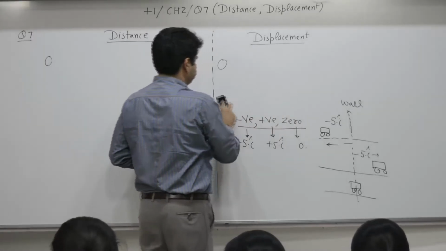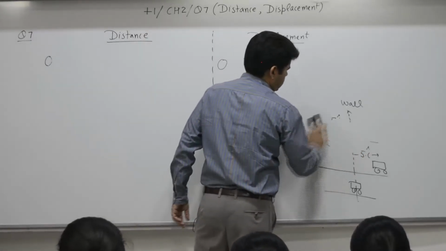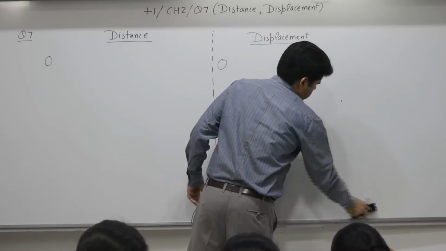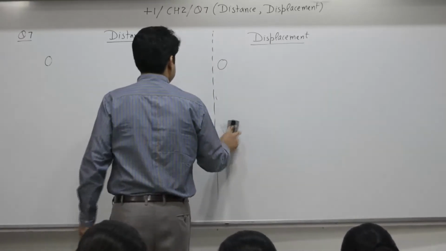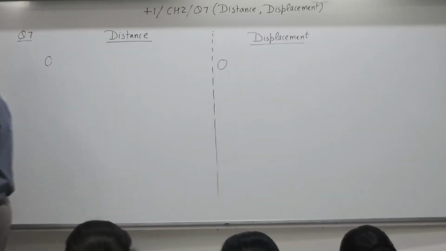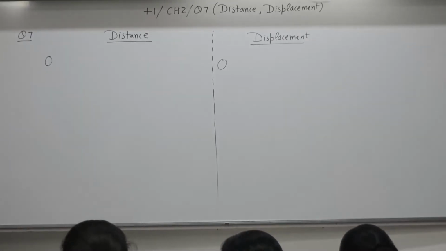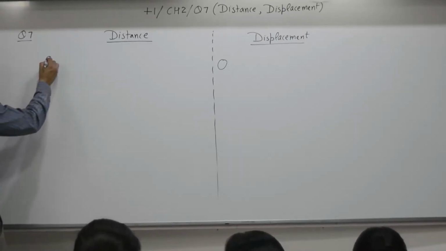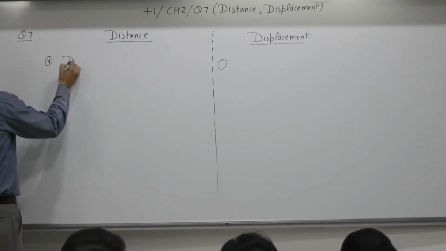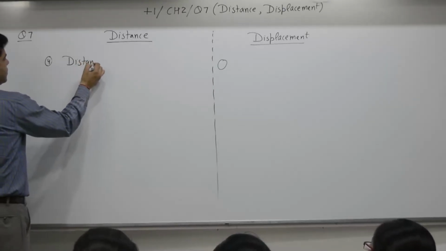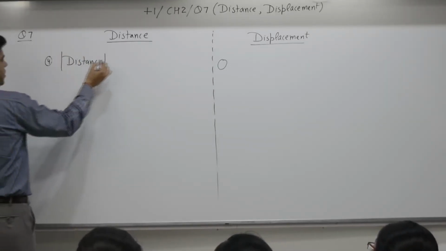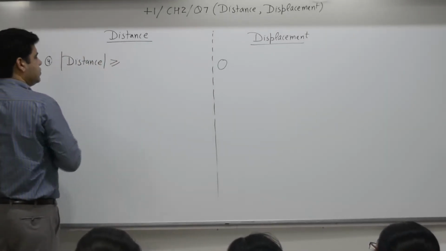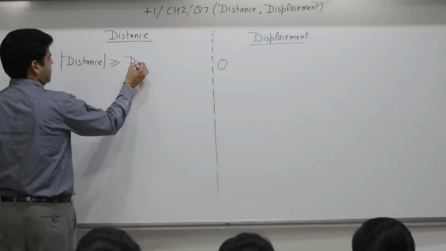Fourth point of comparison. The distance is either equal to or greater than displacement. Distance magnitude is greater than or equal to displacement magnitude.